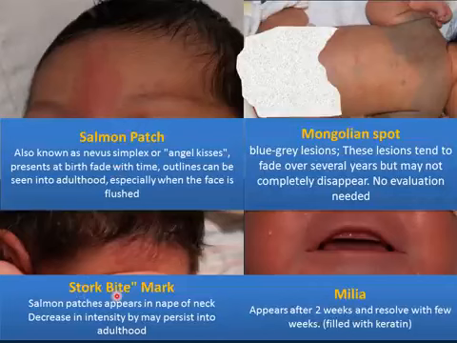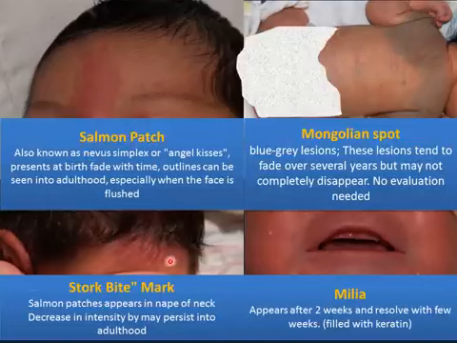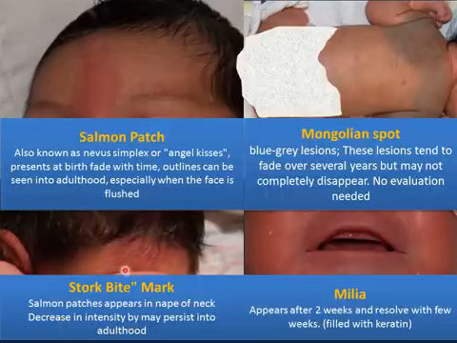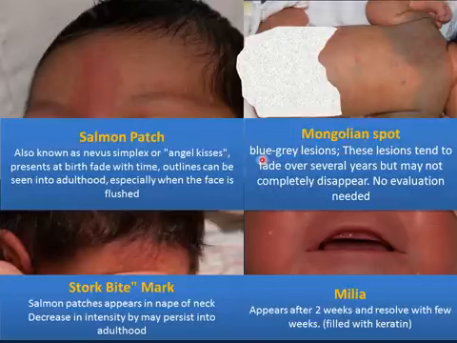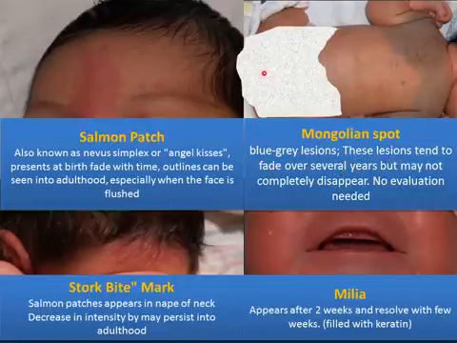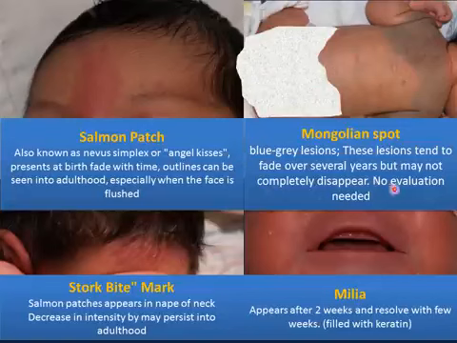The next one is a stork bite, similar to salmon patch, but it appears on the nape of the neck as a pink patch and decreases in intensity with time, but may also persist into adulthood. Next one is Mongolian spot. Mongolian spot is a blue-gray lesion. These lesions tend to fade over several years, but may not disappear completely. It is benign and requires reassurance. No evaluation is necessary.